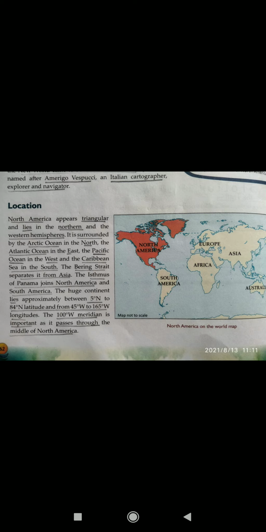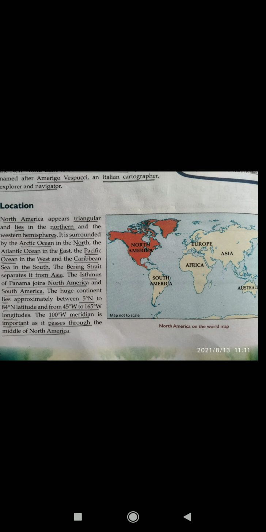So let's look at the location. North America appears triangular and lies in the northern and the western hemisphere. If you look clearly at this world map, you will see that it is in the north and in the western hemisphere, and it appears triangular in shape. How does it appear triangular in shape? Let me show you. Now this is the map of North America. You see the bottom part of the map is very narrow and it takes the shape of a triangle, right?